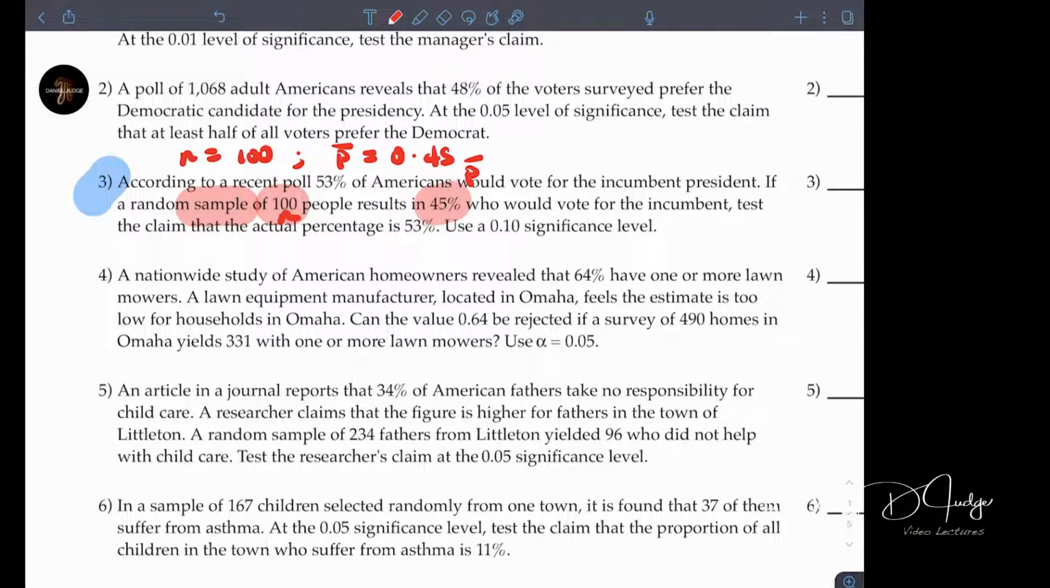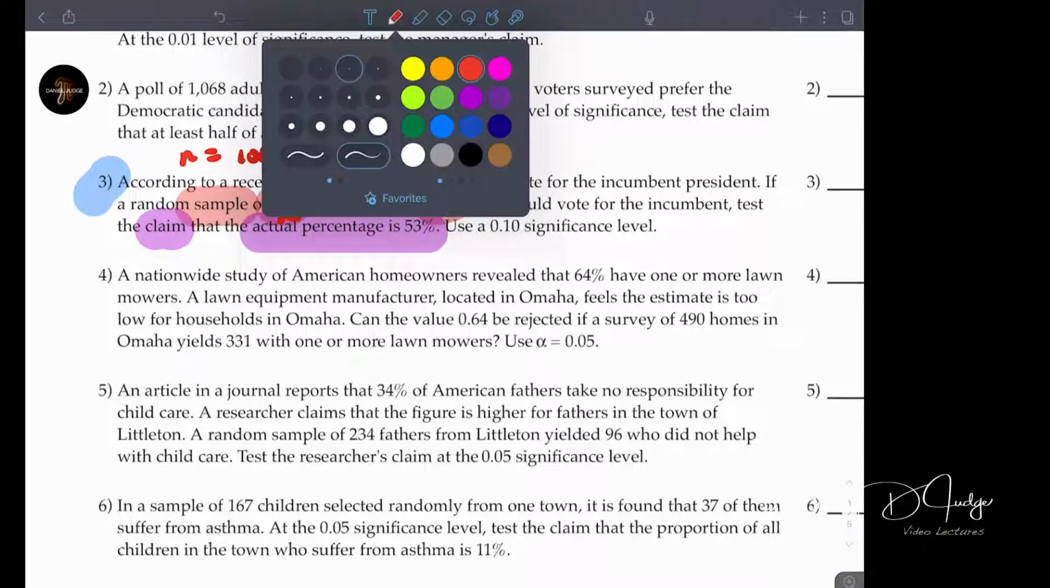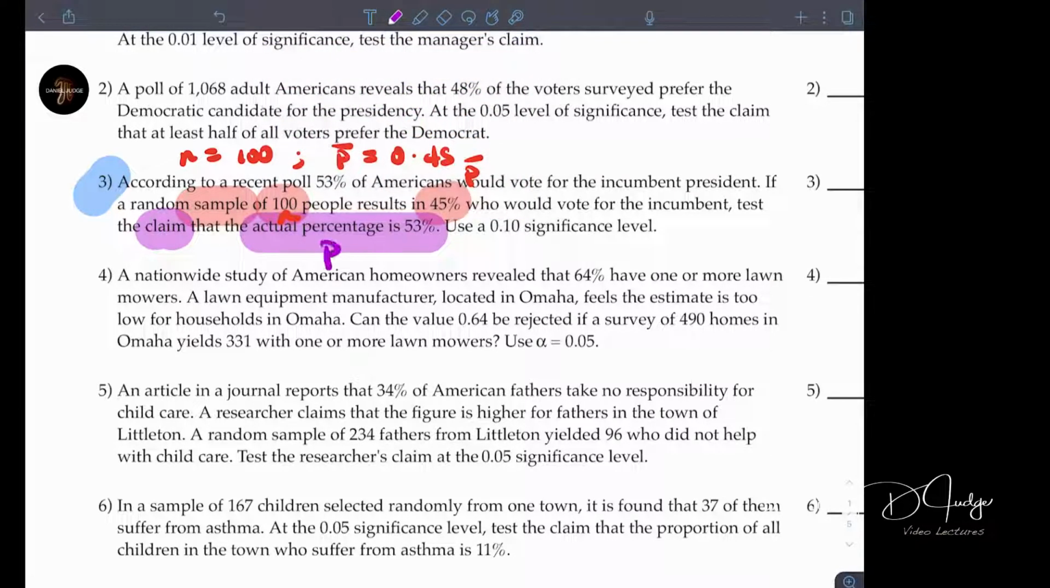Test the claim. Okay, here's the claim now. What's the claim? That the actual percentage, the true proportion, P is 53%. And again, now they want us to use the 1% level of significance to test that particular claim.